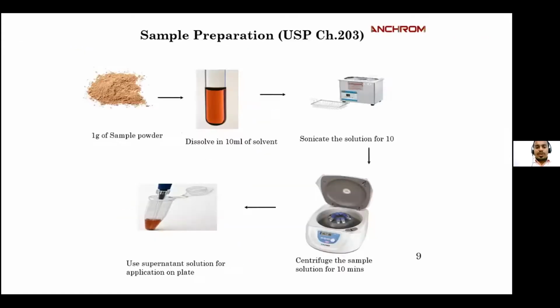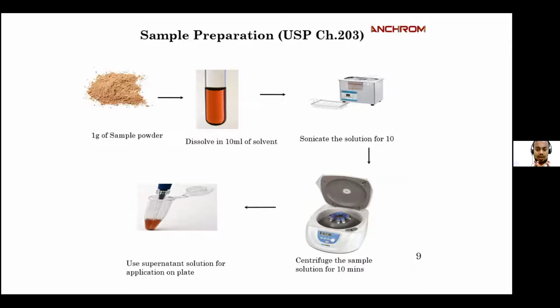This is the sample preparation as per USP chapter 203. You can use this preparation for those food materials which have a botanical origin. For that type of sample, you can dry the sample, powder it, and use this process. This process says 1 gram of sample dissolved in 10 ml of desired solvent. After that, sonication for 10 minutes. After that, centrifugation for 10 minutes, and you can take the clear supernatant for your analysis.